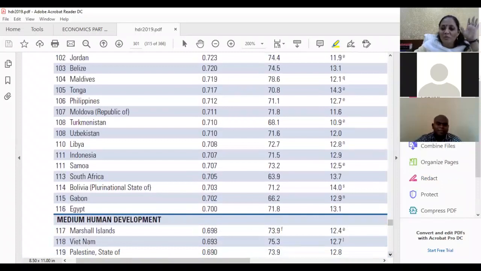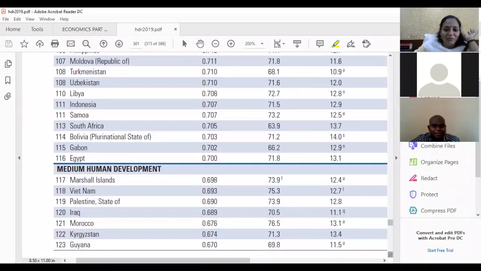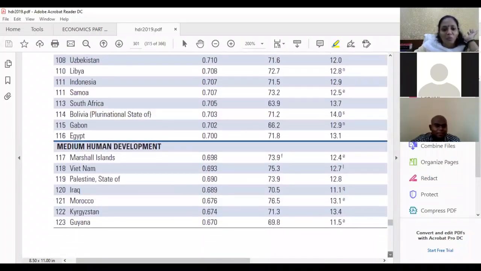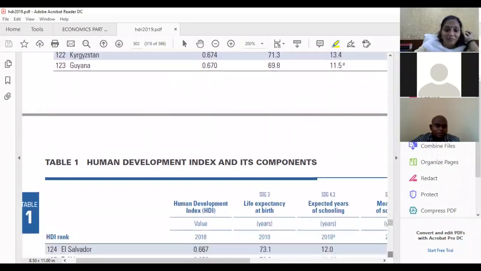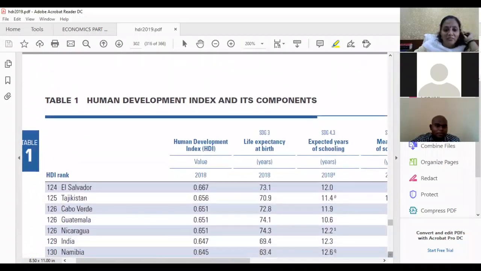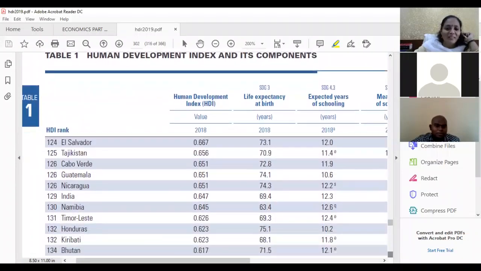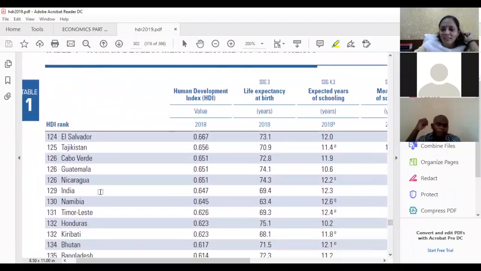So now comes the medium human development. And come on, you can look at the list: Iraq, Morocco, Marshall, Guyana. India is still not there. Finally, we have found India. Where is India? 129th rank, right?